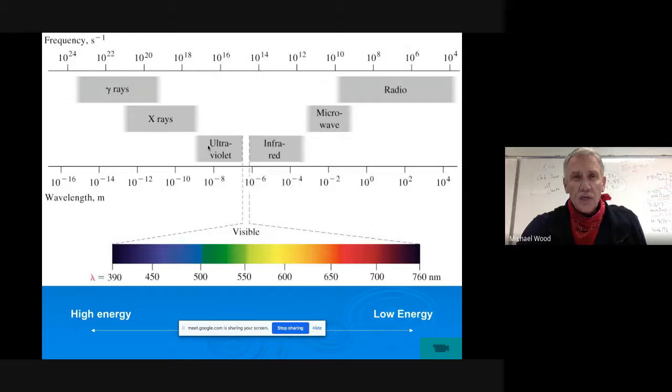You can see that symbol above X-rays is a gamma ray, and then X-rays, ultraviolet. The visible part of the spectrum is actually a very small part of the spectrum. And then infrared, microwave, and radio waves. On this, the top is frequency, the bottom is wavelength.